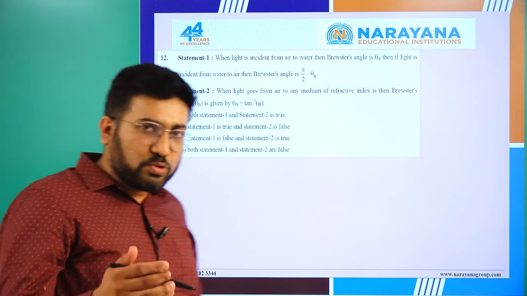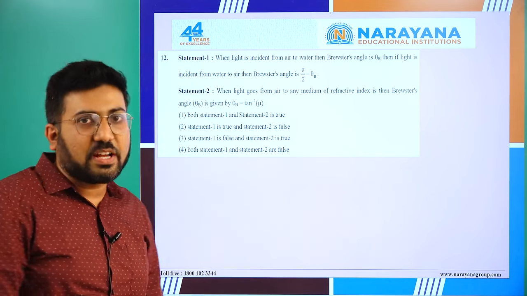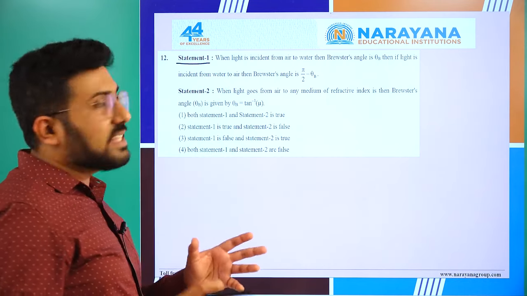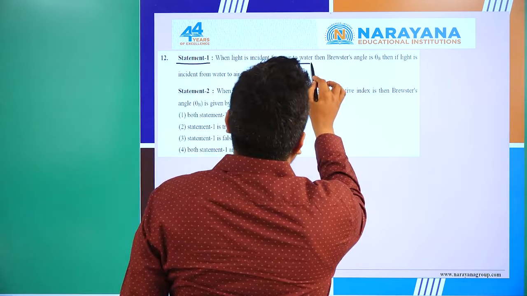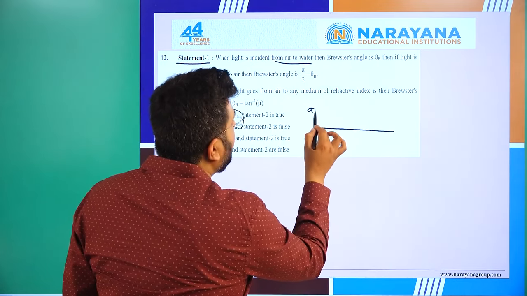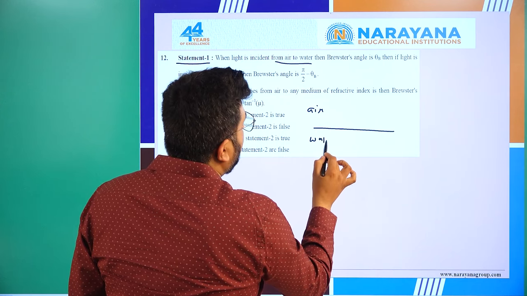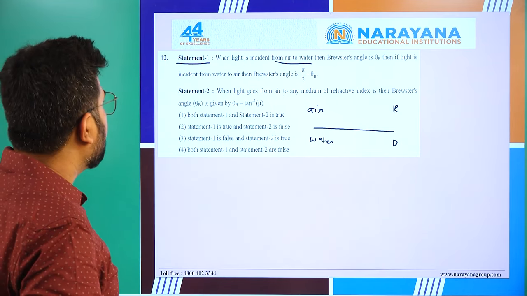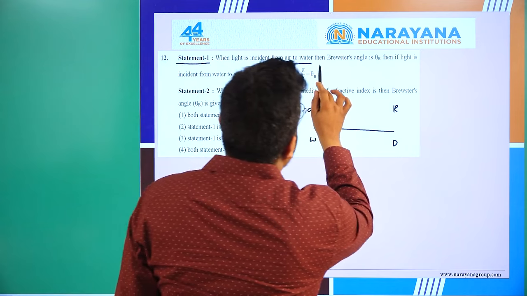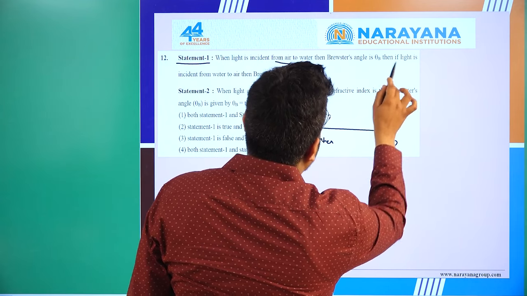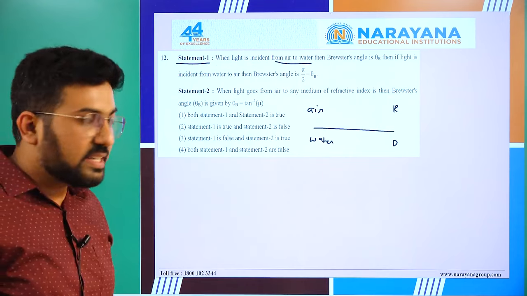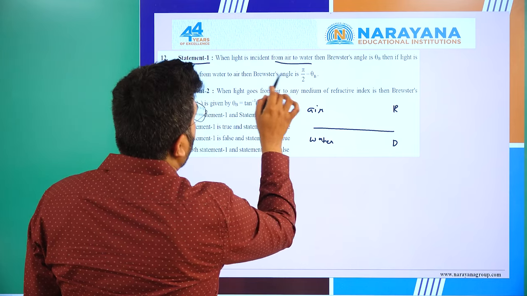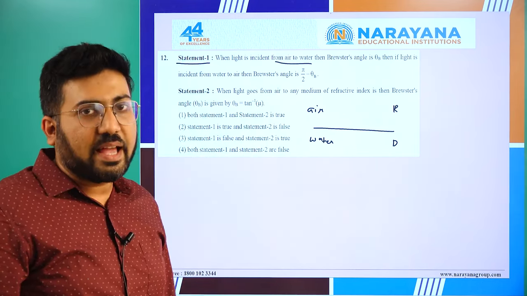In this question we have two statements, and we have to check whether these statements are true or false. So statement 1 is, when light is incident from air to water. Basically it means from rarer to denser. Okay. So when light is incident from air to water, the Brewster's angle is theta b. Then if light is incident from water to air, what will be the Brewster's angle?